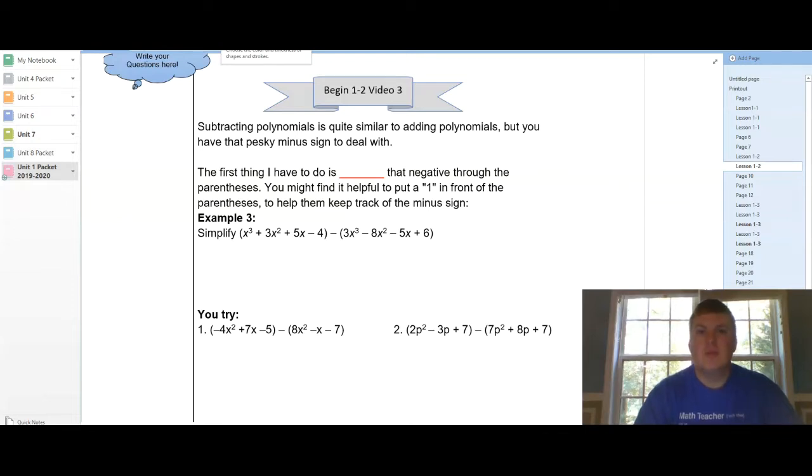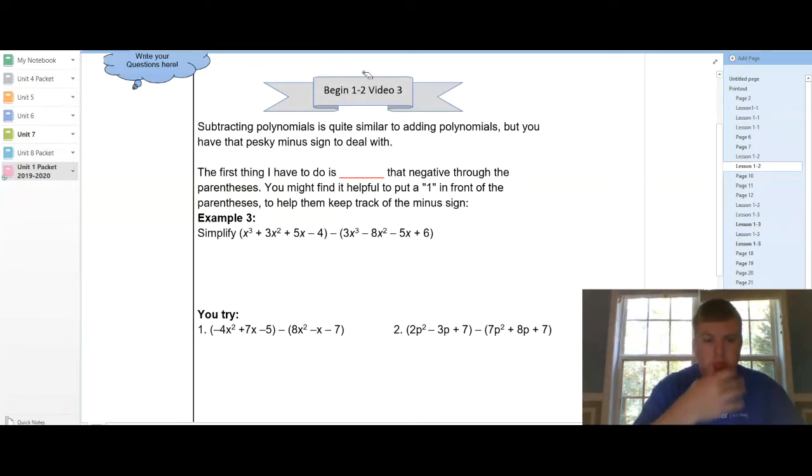In the first two videos, we focused on addition. In this last video for lesson 2, we're going to focus on subtraction. Subtracting polynomials is going to be very similar to what we did in adding polynomials. We just have to worry about that minus sign in the middle instead of having a plus sign there.